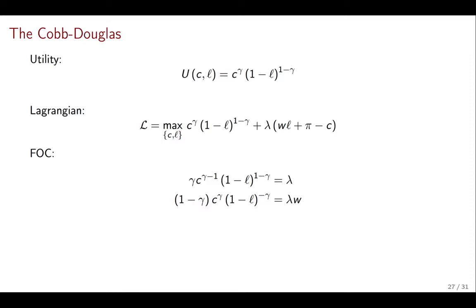Now, the Lagrangian is the same one we've seen before, and the first order conditions are the same ones we had before, just that now we're replacing the marginal utility of consumption and the marginal utility of labor directly with the derivatives of the utility function that I'm putting at the top.